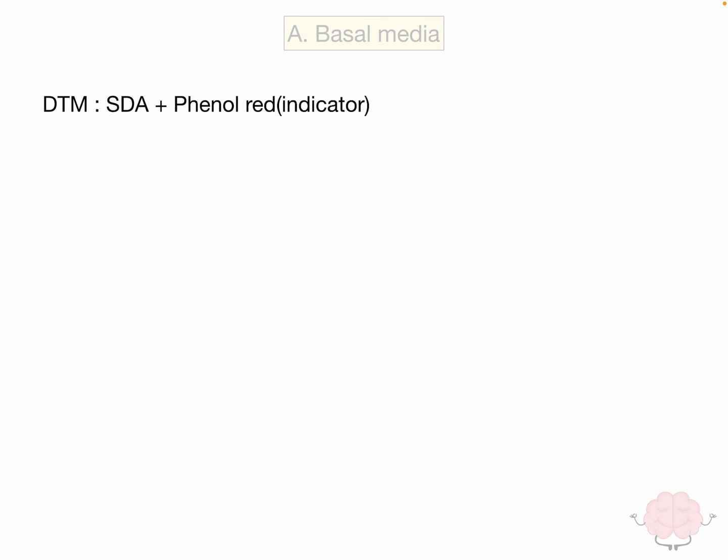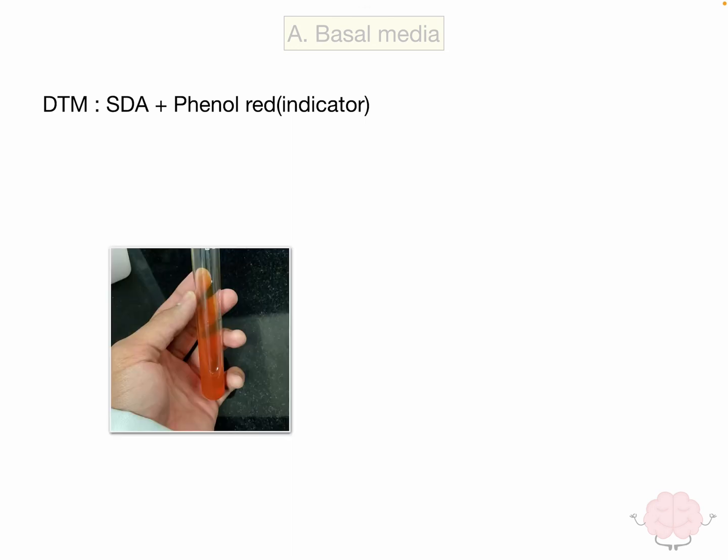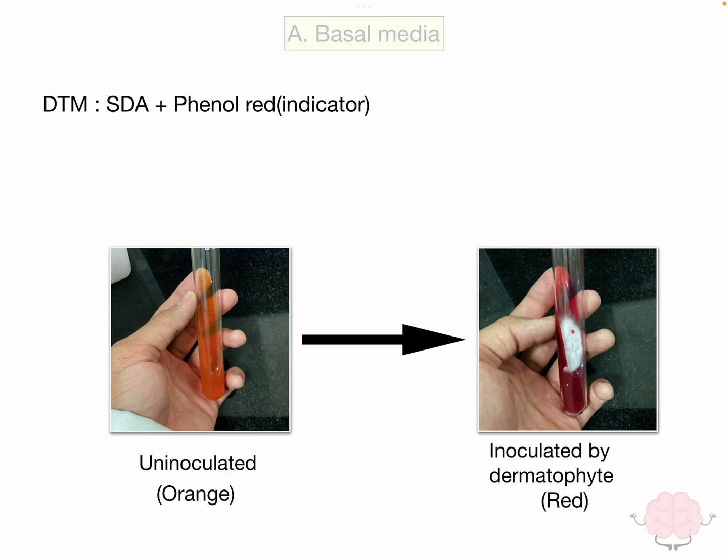The next basal media is the DTM, or the dermatophyte test media. It's nothing but the SDA, but here we add an indicator known as phenol red. Normally when it is uninoculated, it's orange in color, but when we inoculate it with dermatophyte, it turns red, because the dermatophyte fungi utilize the nitrogenous substances present in this medium, and they produce alkaline byproducts which turn the phenol red, meaning the indicator turns from orange to red, right?